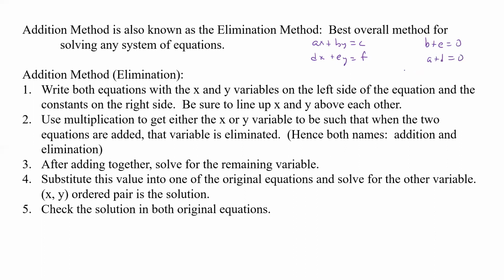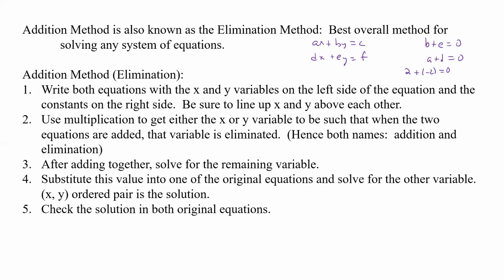Well, how does that work? We're going to have something like 2 plus a negative 2. Well, that's equal to 0, or some form of that. So the B might be positive or the E might be positive and the other one has to be negative, and they have to be the same number. So once you've eliminated one of the variables, then we solve for the remaining variable. And then we substitute that variable into one of the original equations and solve for the other variable, which gives us our xy ordered pair as the solution. And then, as always, we're going to check the solution in both original equations.